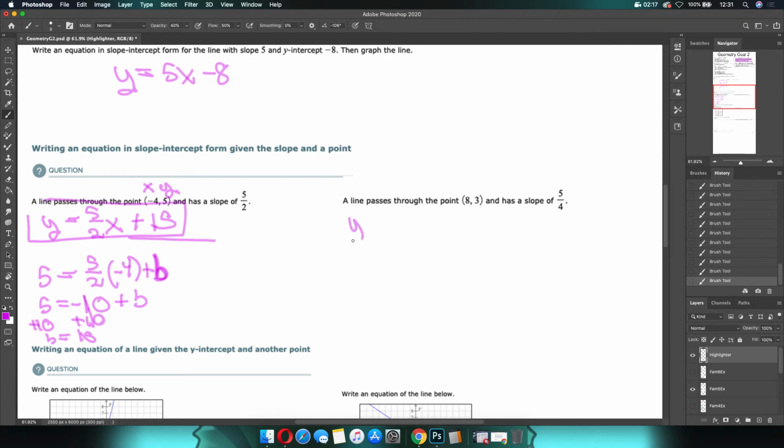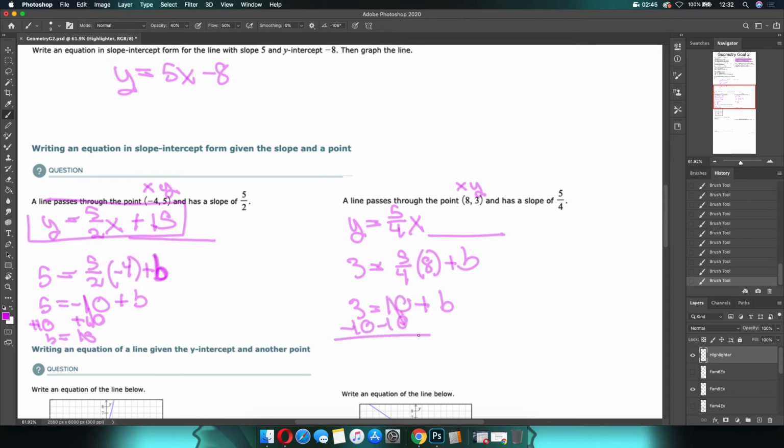So over here, y equals, what's our slope? 5/4 x something. We just have to go through the effort of finding our something, but since they gave us an x and gave us a y, it's not going to be that hard. 3 equals 5/4 times x plus b. Okay, so 3 equals 10 plus b, which is going to be minus 10, b equals negative 7. Minus 7, and there's my answer. No thought required. All right, not so bad.